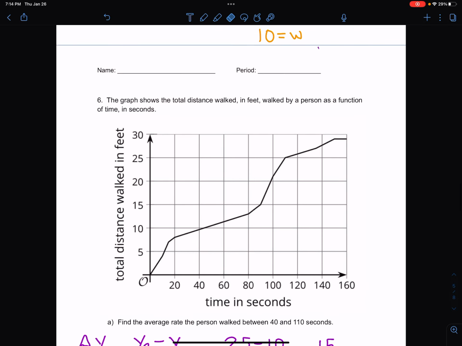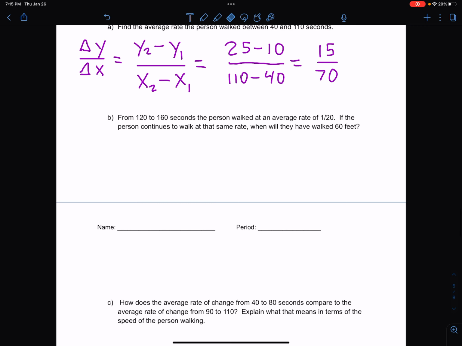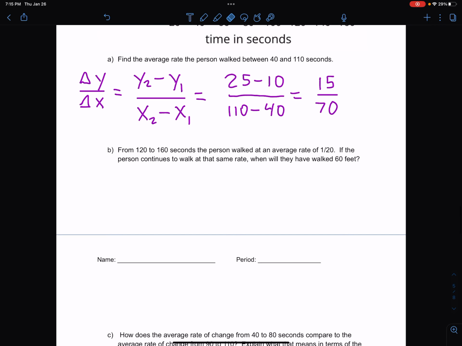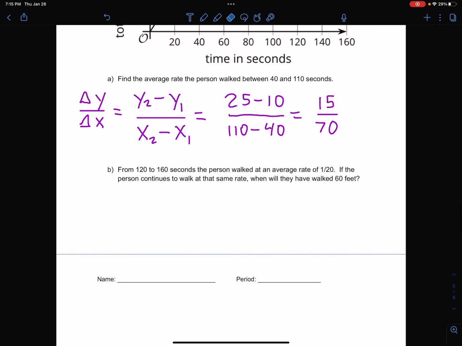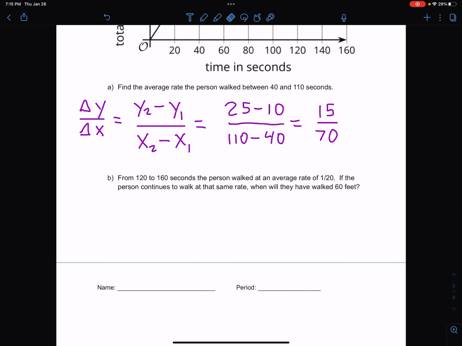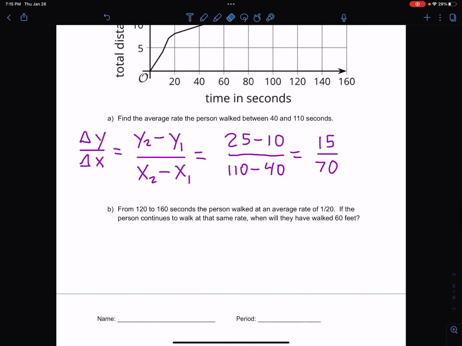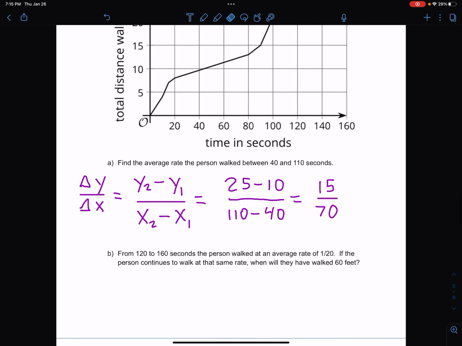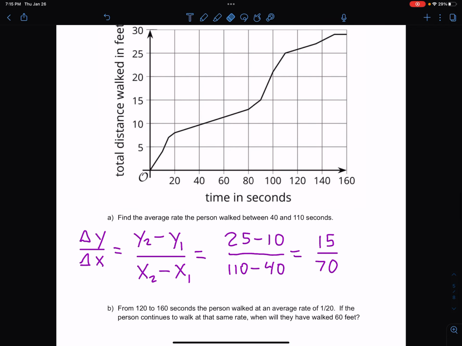Here we are on question 6, part B. From 120 to 160 seconds, the person walked at an average rate of 1/20. If the person continues to walk at the same rate, when will they have walked 60 feet? Okay, so it says from 120 to 160, they walked at an average rate of 1/20. So 120 to 160, we're looking at from about here to here. They had this average rate of 1/20.